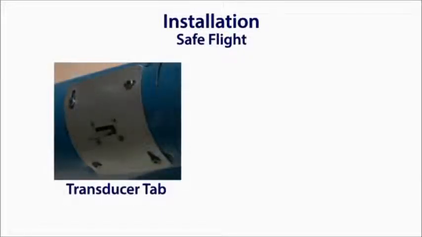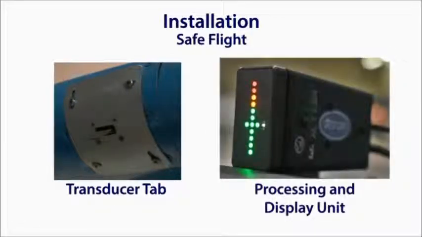The Safe Flight device utilizes a two-part system. There is a transducer tab that is installed on the leading edge of the wing, and the processing and display unit that is placed in the cockpit in view of the pilot. The transducer tab needs to be positioned on the leading edge of the wing and needs to have a hole cut in the wing. This becomes difficult, but not impossible, on composite aircraft.